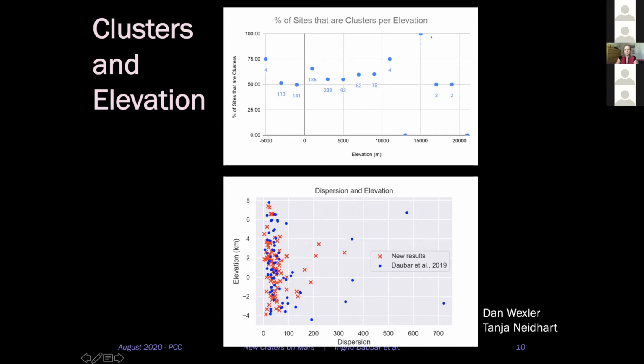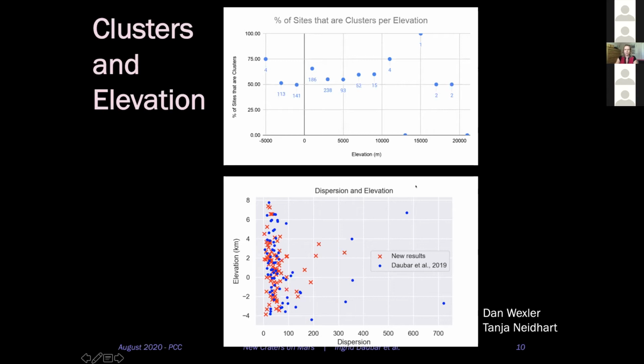Again, the very highest elevations are very small number statistics. That's the number of sites shown there. So we're not sure if we can trust those, but even in the elevations where we really have a good number of samples, there's a much flatter distribution than I would have expected, and maybe some hints of structure there that we really don't understand yet.